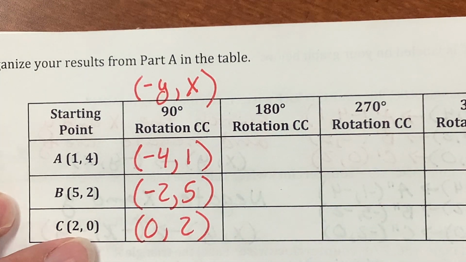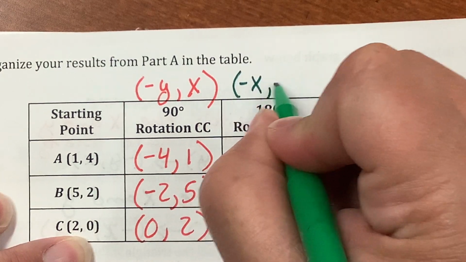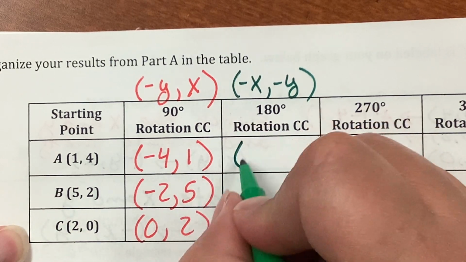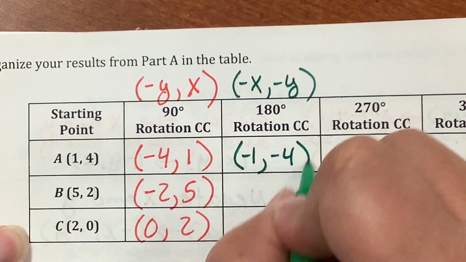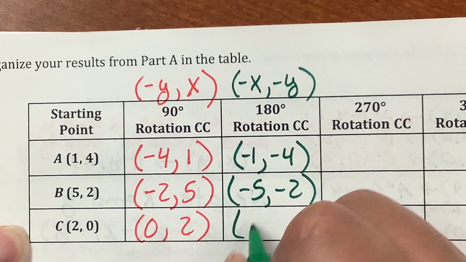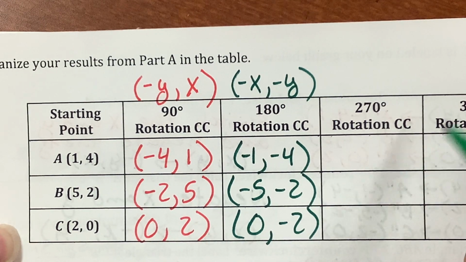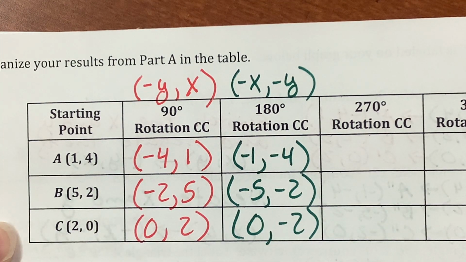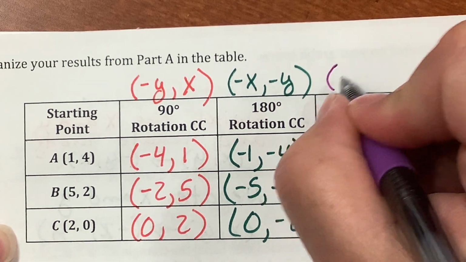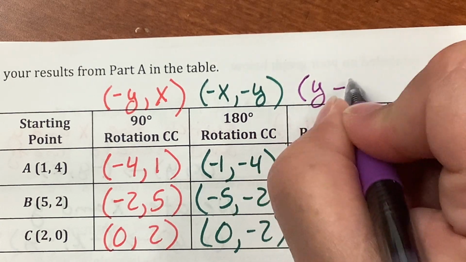And then, you negated both of them, negative X, negative Y, and it becomes negative 1, negative 4, negative 5, negative 2, 0, negative 2. And then, for the last one, we did that in the pretty purple. I like purple. Here we go. Which was switch and negate the X. So Y, negative X.